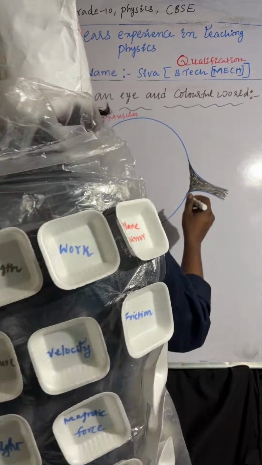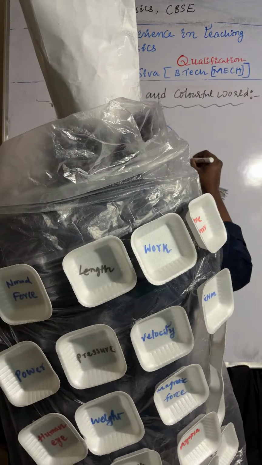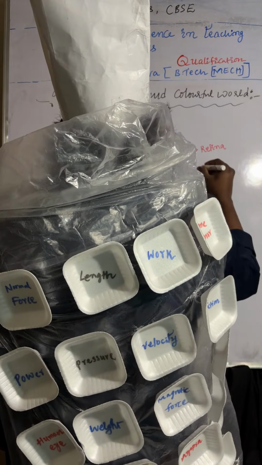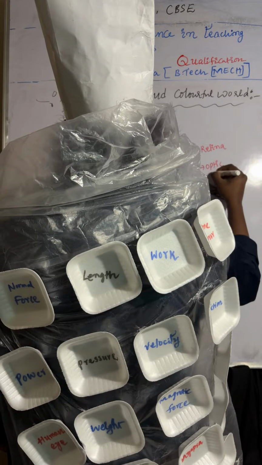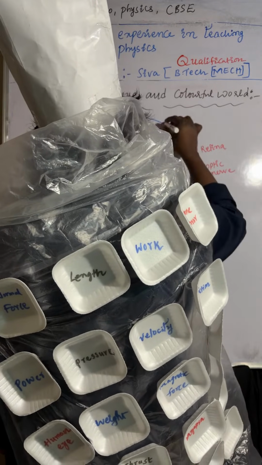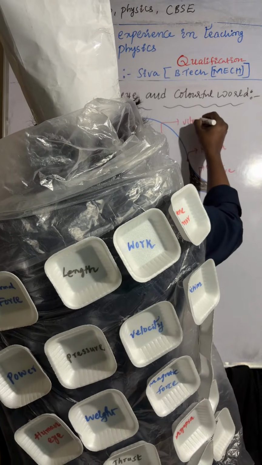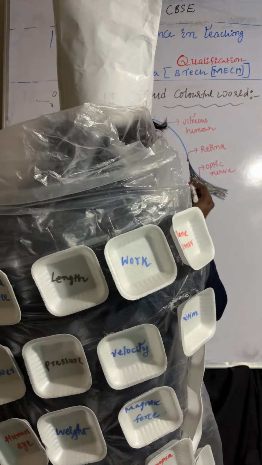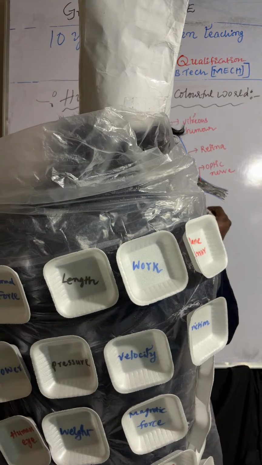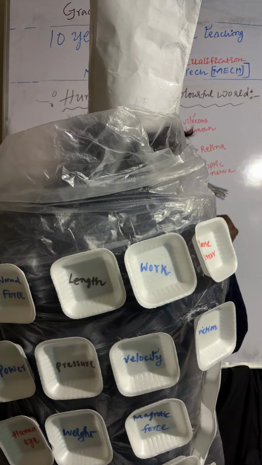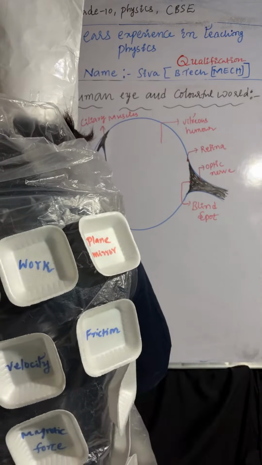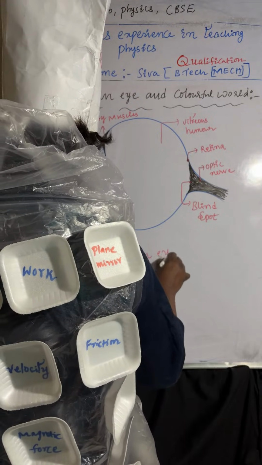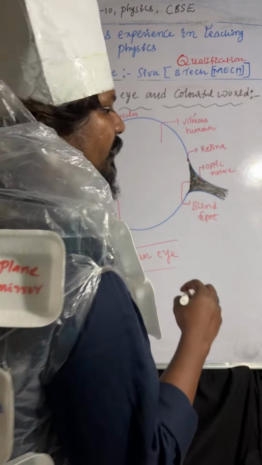And coming to here, the retina. This portion is the retina. And this one is the optic nerve. And coming to this one is the vitreous humor. And the blind spot. And this total is the human eye. So this is the human eye.